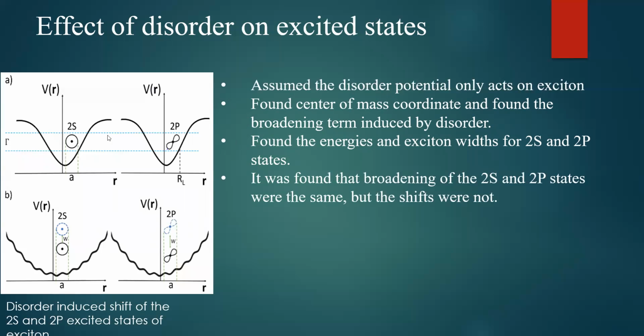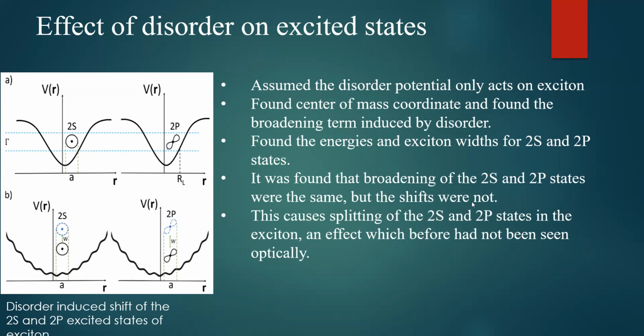So in figure A, you can see the broadening of 2s and 2p, that they don't exceed the binding energy of the excited states. But in figure B, which is a closer up look of the disorder potential, as you can see the randomness in the potential curve, you can actually see that the shifts between the 2s and 2p states are different.